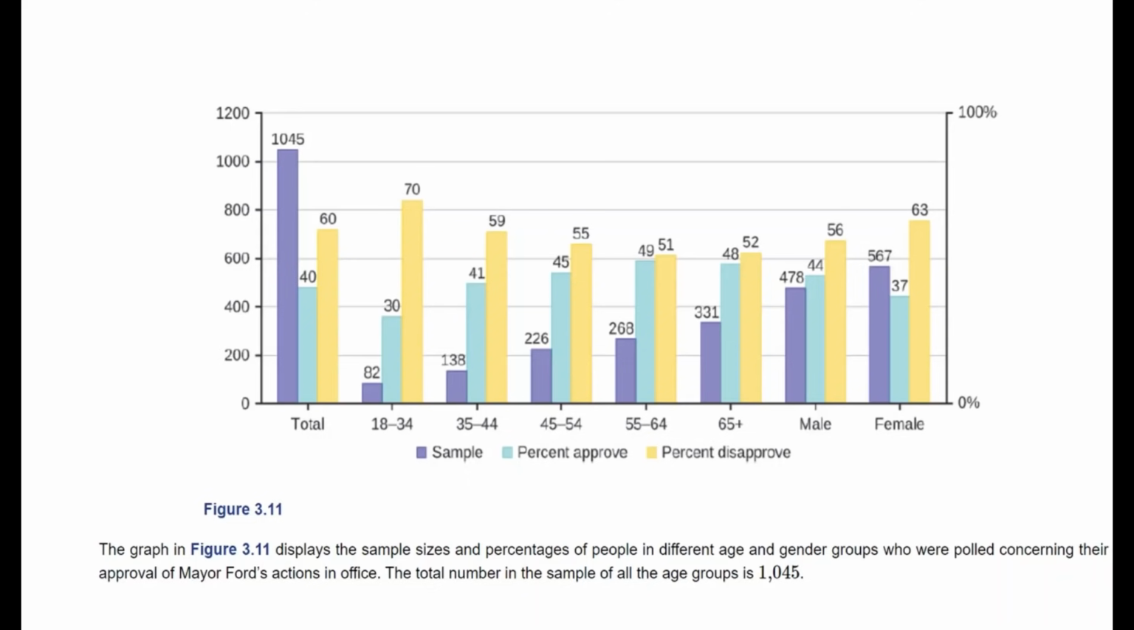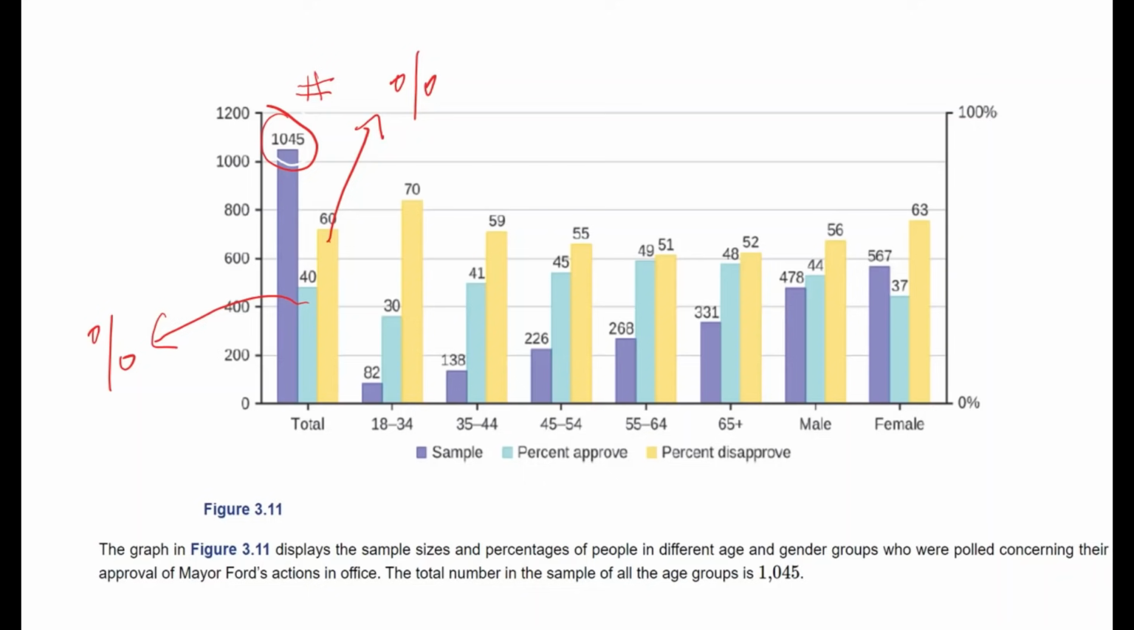The purple color represents the number of people. So for example, in the first set of bars, the purple bar represents the number 1045, which is the total number of people who took part in the election. While the blue bar represents the percentage of people who approved the election, and the yellow bar represents the percentage of people who disapproved the election. So the numbers 40 and 60 are percentages. However, the number 1045 is just the number.